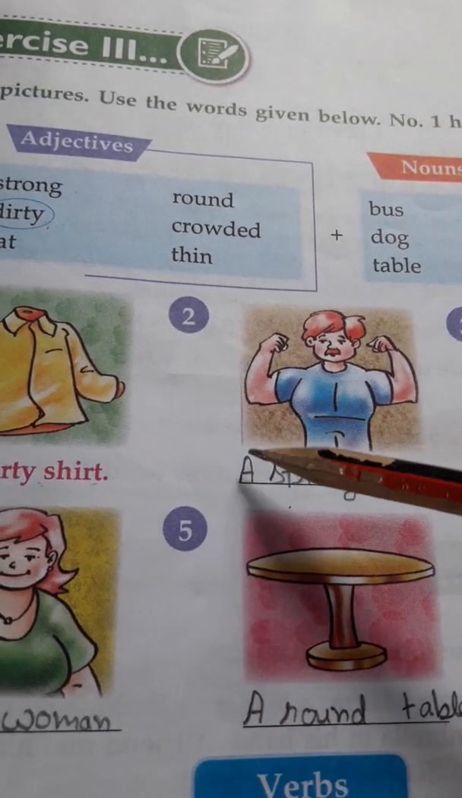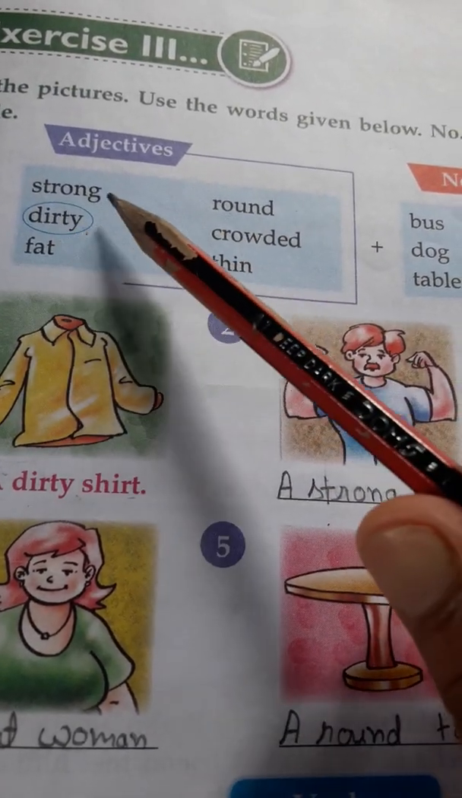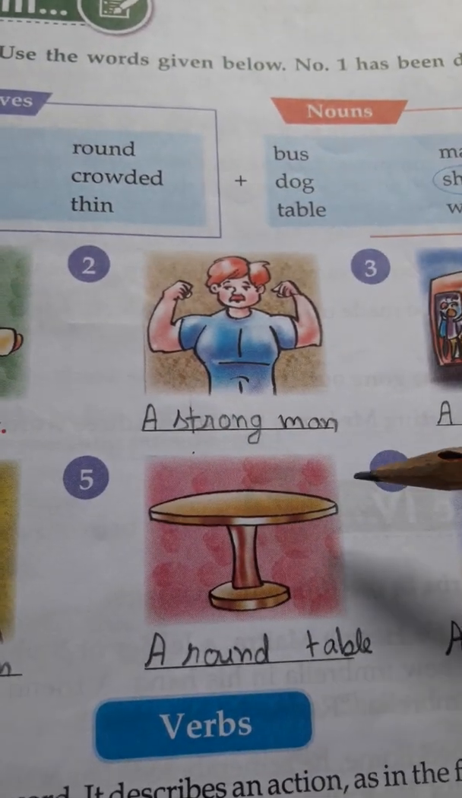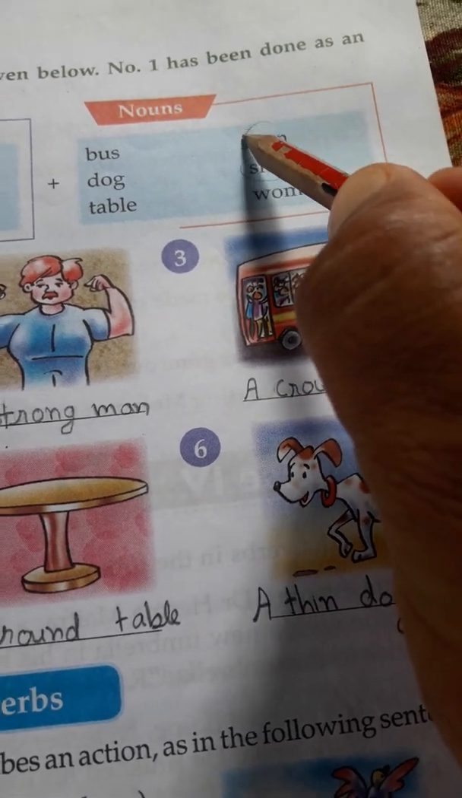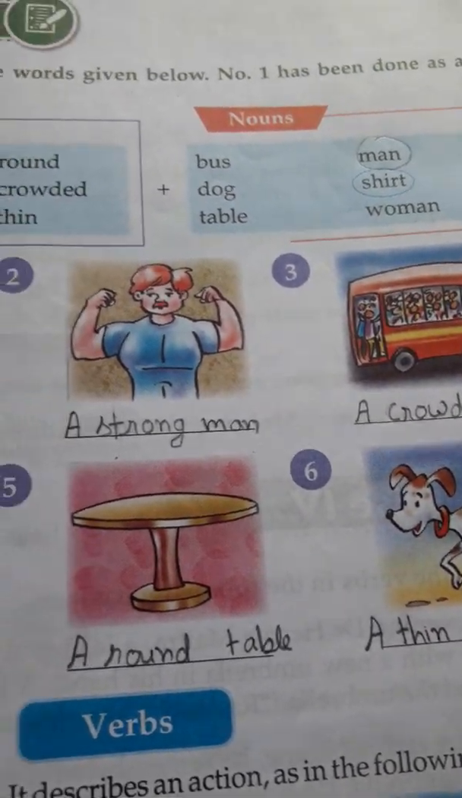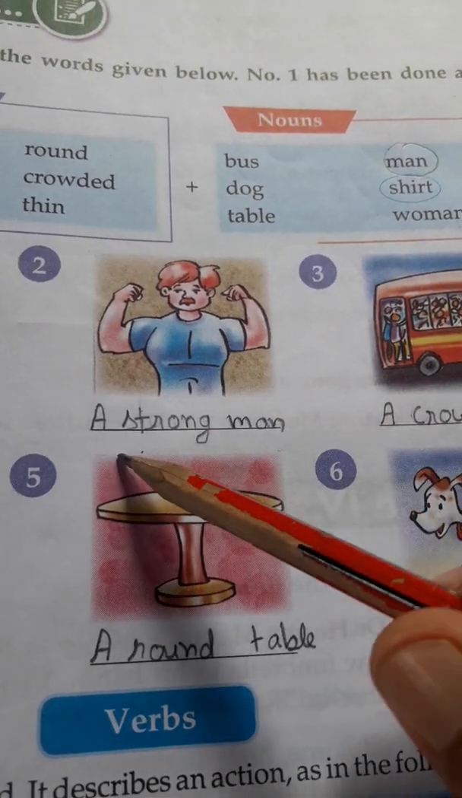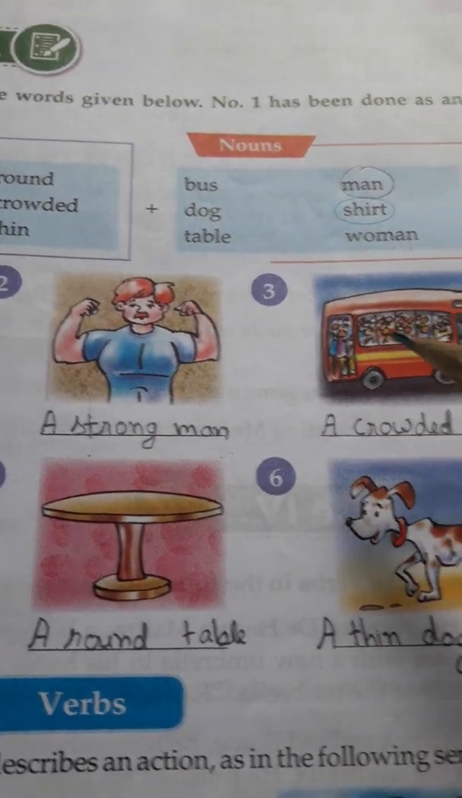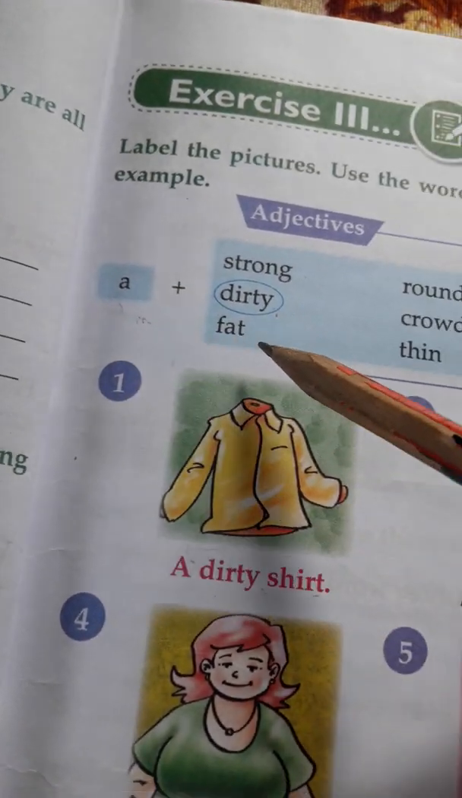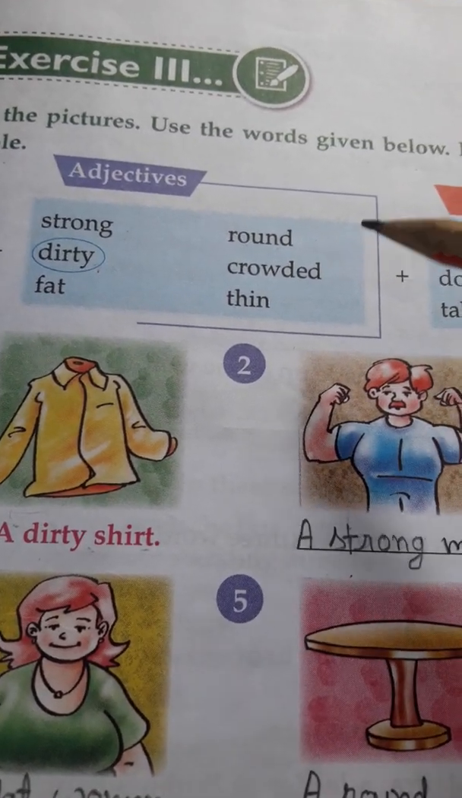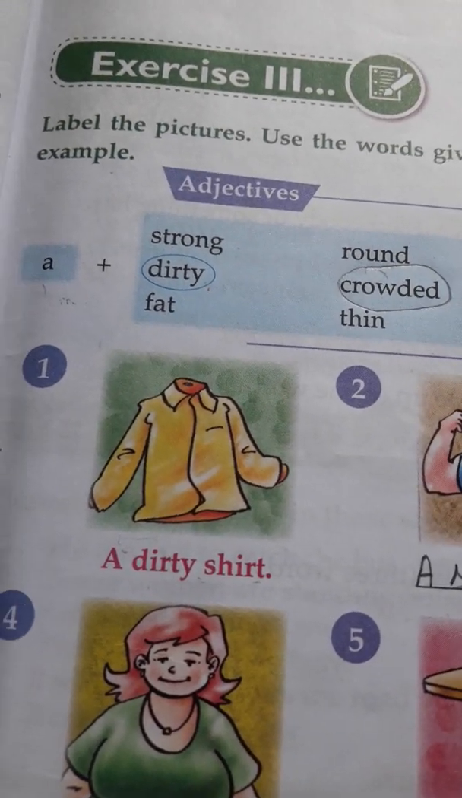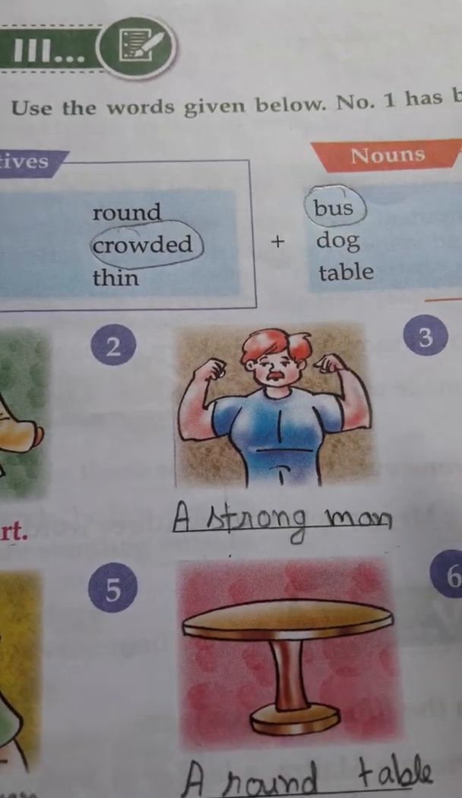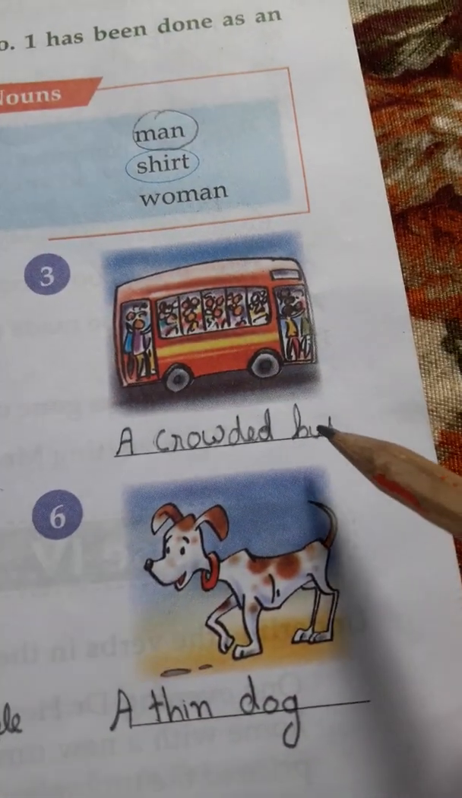Second, a, strong, man. Man has been taken from this. You can encircle it, so it became a strong man. Third, a from column first, and then crowded from column second, and bus from column third, so it became a crowded bus.